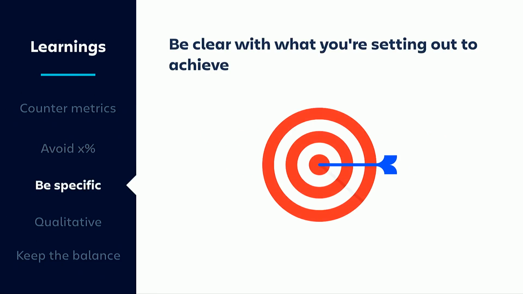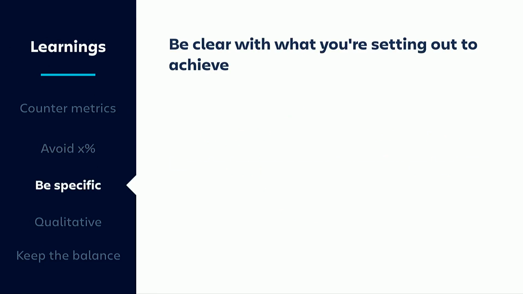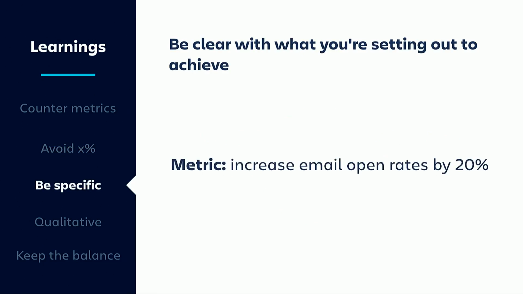Now moving on to our third learning, be specific. That is, make sure that you're being clear with what you're setting out to achieve. So let's use our example of increasing email open rates by 20%. This was a great metric. We had started with the user and we had iterated multiple times to get to it. But wait, is that 20% increase in relative or absolute terms? And what time frame are we talking? This quarter or the end of the year? These distinctions can cause misalignment within your teams if they're not made clear.